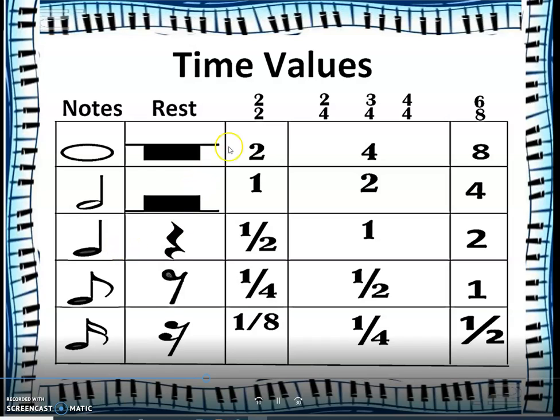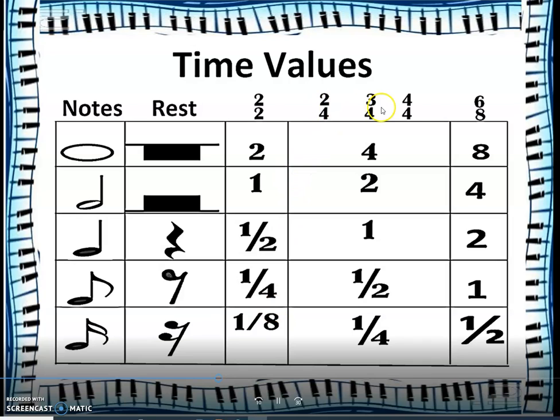Now, in 2-2, the bottom number here is 2. What note or rest represents 2? It is the half note. That is why the half note will receive 1 beat. So the whole note will be 2 beats. The quarter note will be 1/2. 8th note 1/4. And 16th note is 1/8.